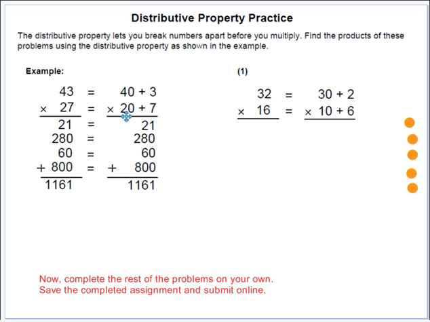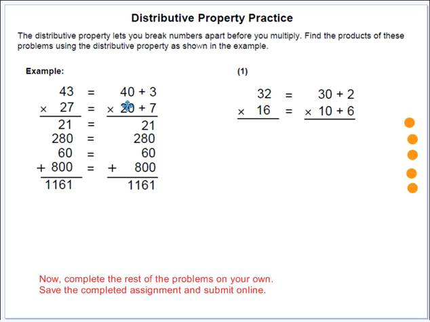So what we're going to do is multiply the 7 times the 3, which is 21. Then we multiply 7 times 40, which, remember, we cover the 0 and we multiply 7 times 4, which is 28. Add the 0 to the end for 280. Then we're going to multiply the 20 times the 3, which is going to give us, we cover up that 0, and it's 2 times 3, which is 6. Add the 0 to the end for 60.